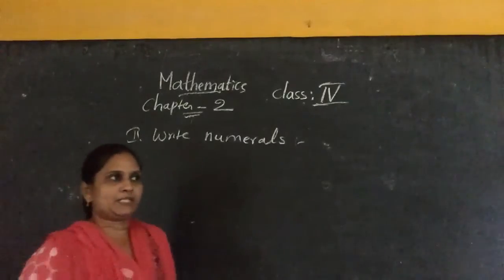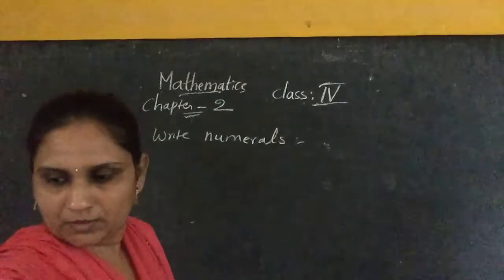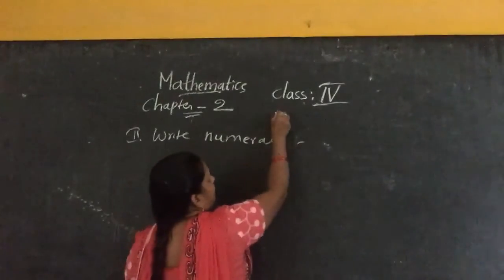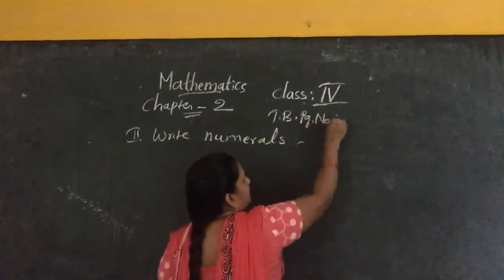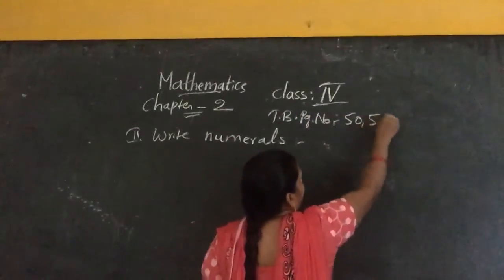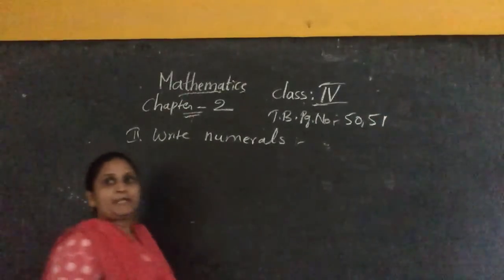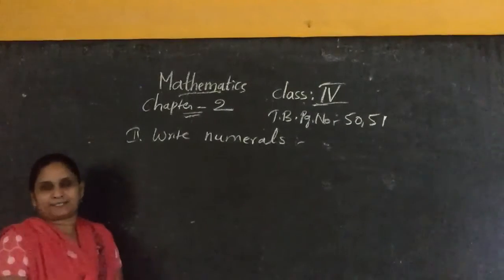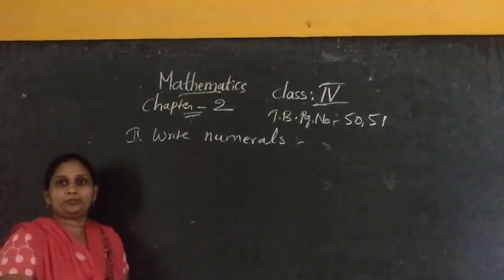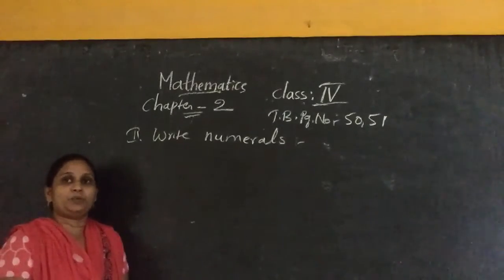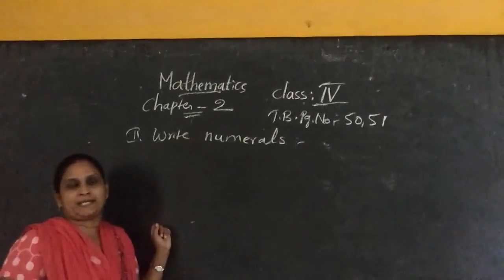Now we are discussing textbook page numbers 50 and 51. Here they explain numbers with more than 6 digits: how to write them in words and how to write them in numeral form. That is the concept of chapter 2, first exercise.